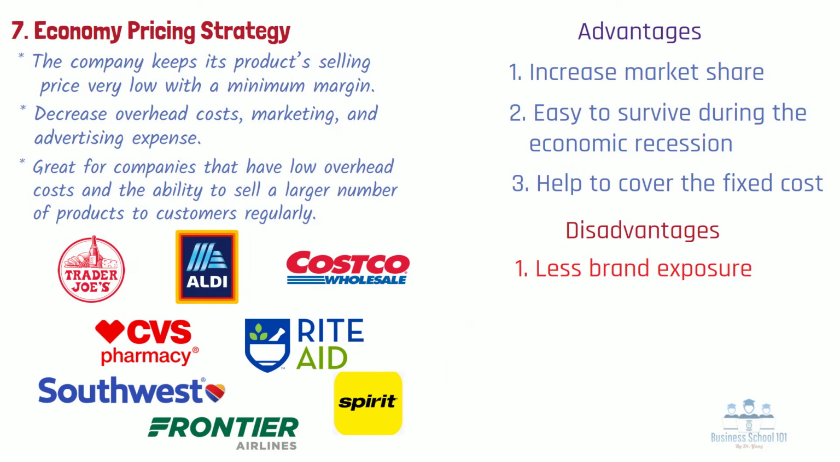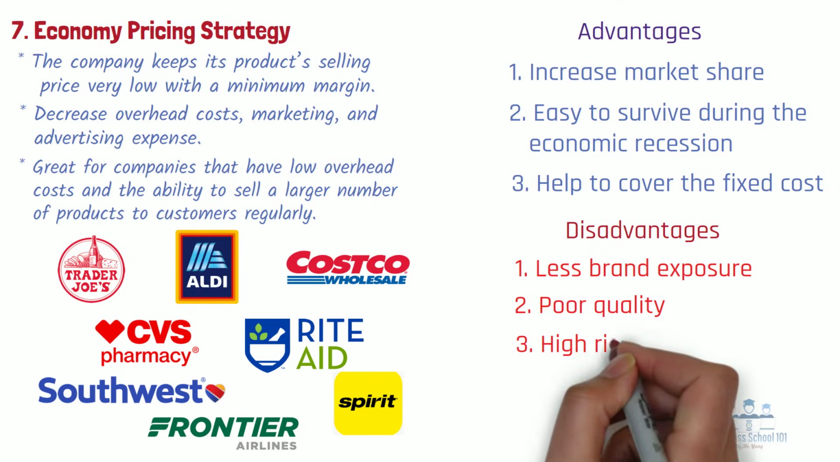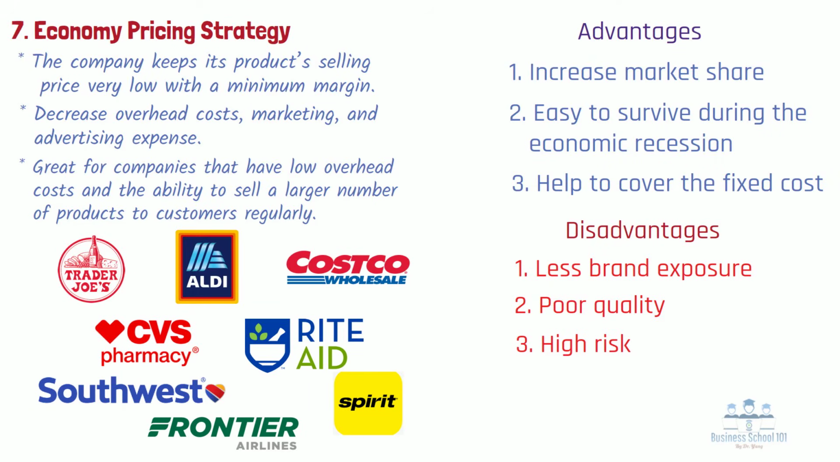Number 2. Poor quality. In economy pricing, the company needs to reduce its overhead costs. When a company reduces its costs, it might go for low-quality equipment and hire staff that can charge less. So, this might affect the quality of the production. Number 3. High risk. Companies that choose economy pricing strategies normally have a razor-thin profit margin. If their costs of goods or services increase, they might suffer huge losses or even run out of business.